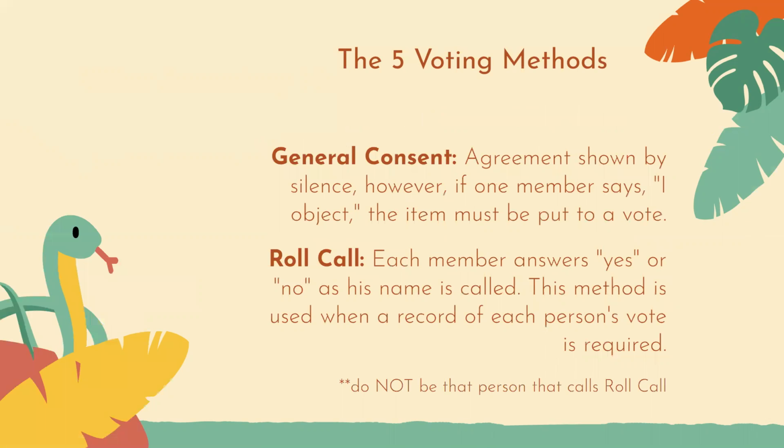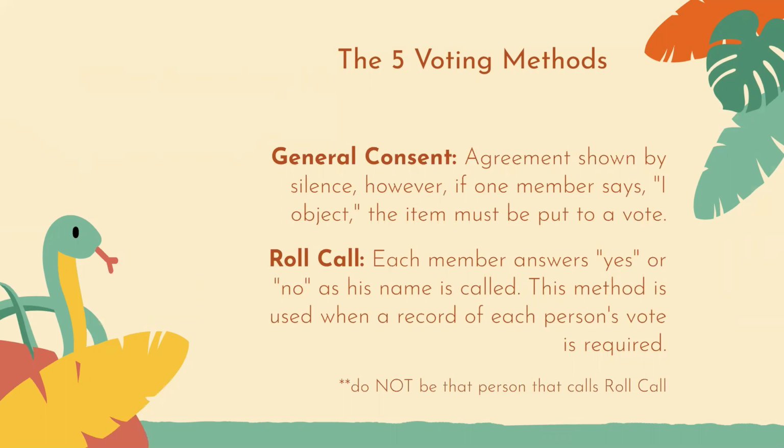And then the other ones, general consent: agreement shown by silence. However, if one member says, I object, the item must be put to a vote. So general consent just means that everyone is on the same page. In other organizations, like in Congress, this is called unanimous consent. It's just unilateral consensus concerning your motion. But again, if one member says, I object, the item must be put to a vote.